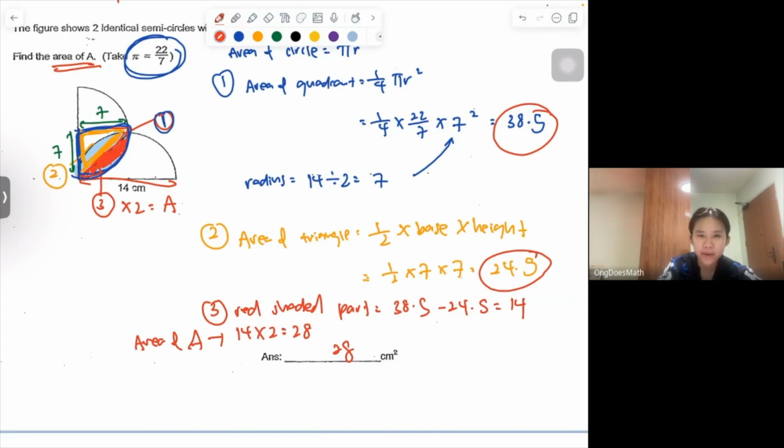For the remaining part of the paper, I think there are also 1 or 2 questions like this that will pop up, where they ask you to find the area of the shaded part, and you have to make use of a quadrant and triangle, like in this case.